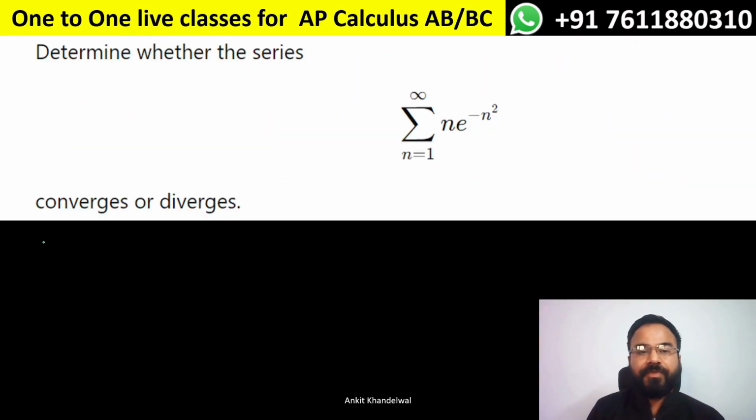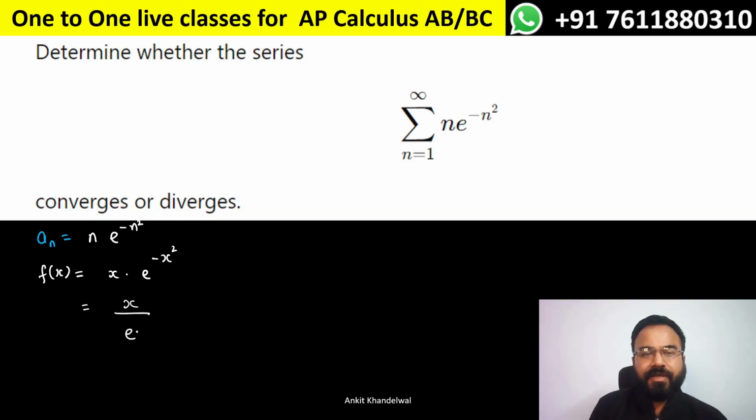Let us take one more. Here it is written we have to determine whether it converges or diverges. So again, what is a n over here? a n is given as n times e to the power of minus n square. So we can replace it by f(x), so x times e to the power of minus x square. So basically we can write it like this, x divided by e to the power of x square. So x is going from 1 to infinity.